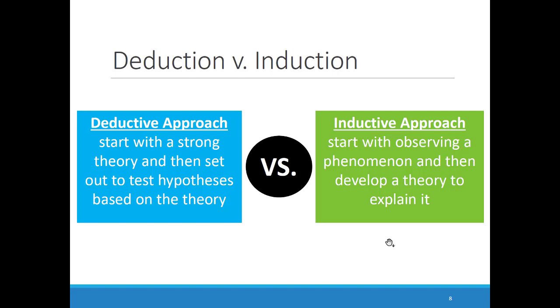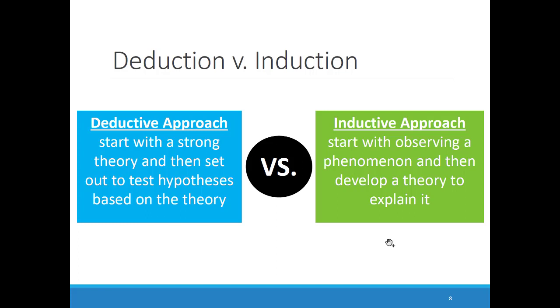Okay, so now let's talk about deductive research versus inductive research. The article that I just showed you is an example of deductive research. That is when we start with a strong theory and we set out to test hypotheses based on that theory. Most research within IO psychology at this point in time is deductive research. And so in the lecture today, we are going to mostly talk about deductive research.